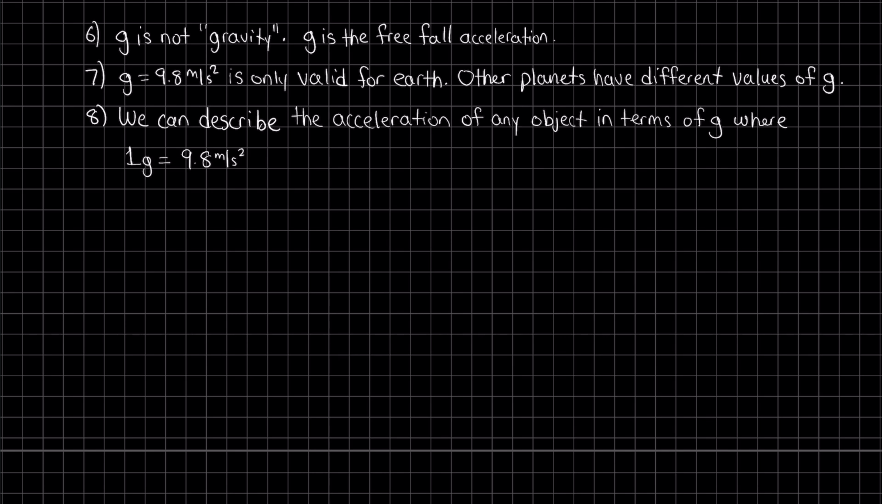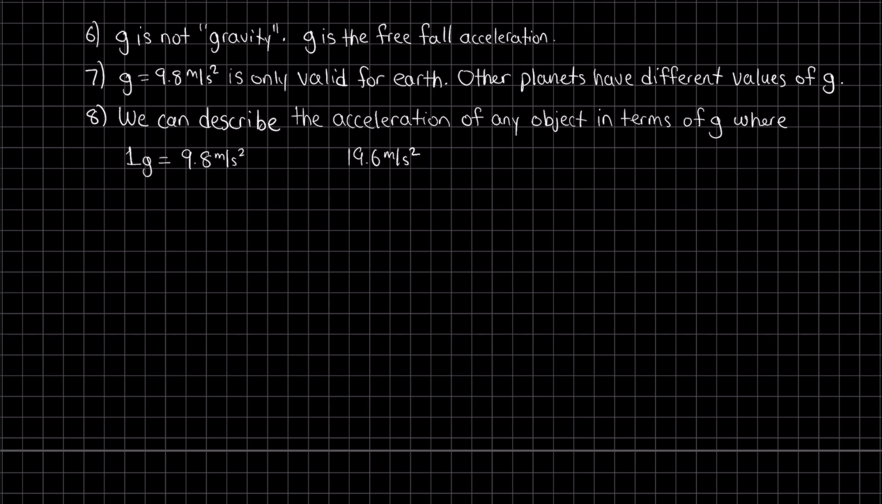Key idea number 8. Idea number 8 says we can describe the acceleration of any object in terms of G, where 1 G is equal to 9.8 meters per second squared. In future examples, we're going to want to see how many G's a certain acceleration is for some type of object. Maybe it could be a plane before it takes off. If you've ever been on a plane, the planes speed up quite quickly in order to fly into the air, in order to get off the ground. And so we can ask ourselves, how many G's is that? How does it compare to the free fall acceleration on Earth?